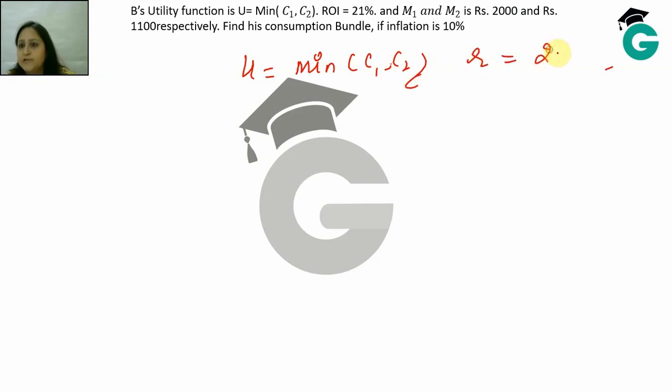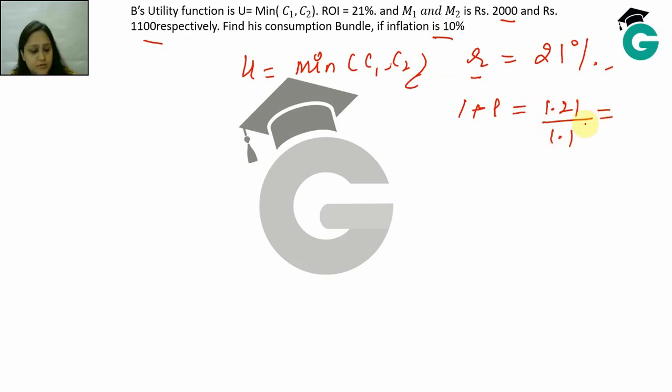Rate of interest is 21% and M1 and M2 is also given. So now हमारे को given है M1 is 2000, M2 is 1100, consumption bundle if inflation is 10%. So when inflation is 10%, then we don't use R. We use 1 plus rho, and 1 plus rho is 1 plus R upon 1 plus inflation, which then comes out to be what? Let's calculate. 1.21 divided by 1.1.